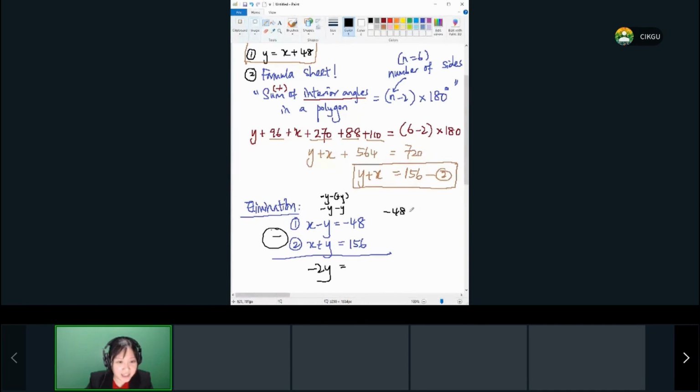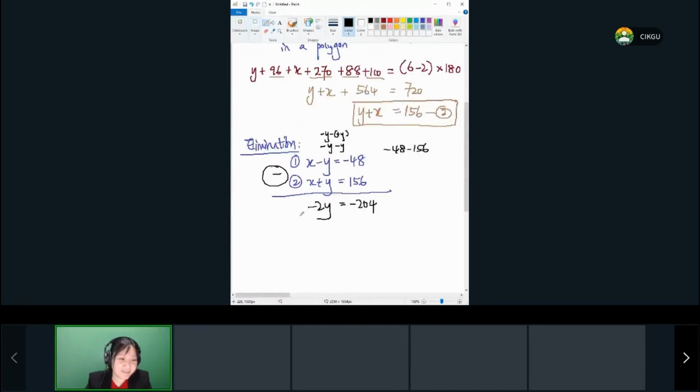Negative 48 minus 156. Pressing calculator. Negative 48 minus 156, negative 204. Okay? Okay. Yay. Last step. Divide negative 2 on the other side. Your answer, 102 degrees. Done. That's why I prefer elimination, very fast.